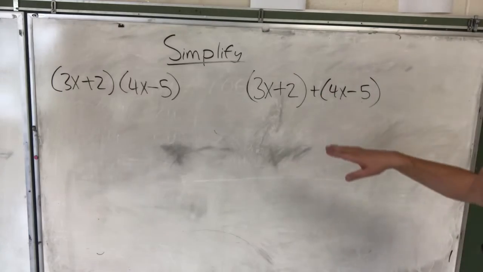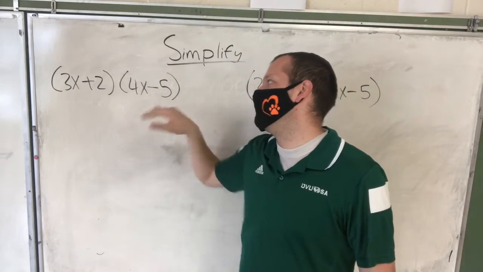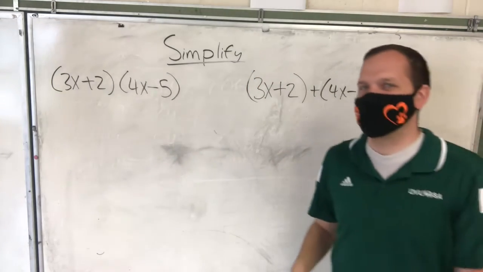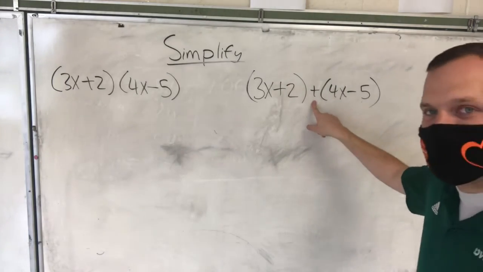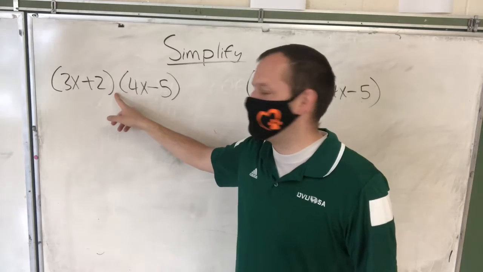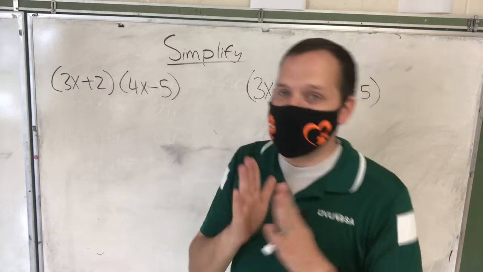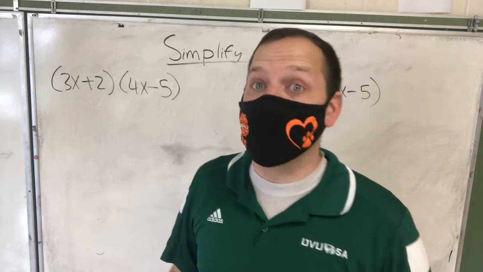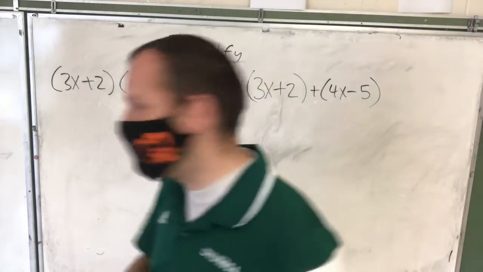So here, I have almost the exact same problem written. 3x plus 2, 4x minus 5. They're almost the exact same. The only difference is this one has an addition sign. This one doesn't have anything. When there's nothing between those parentheses, we infer that it means multiply, okay? So let's try simplifying both of these problems and see what we get.